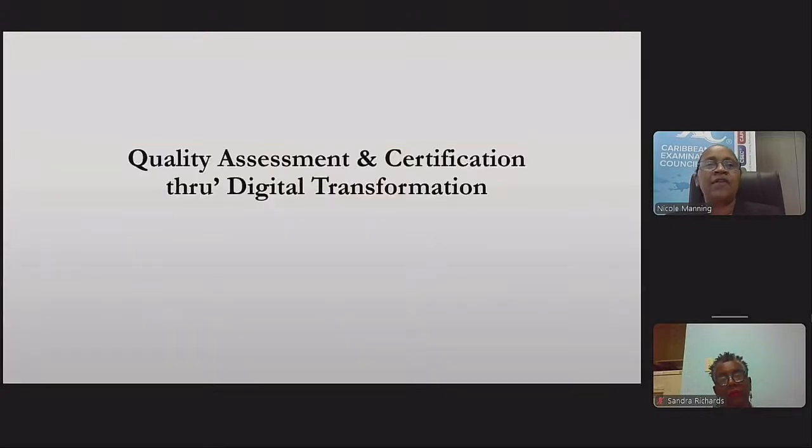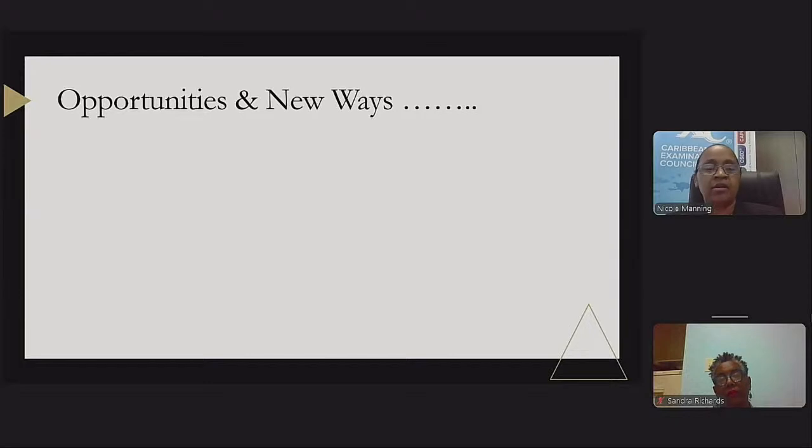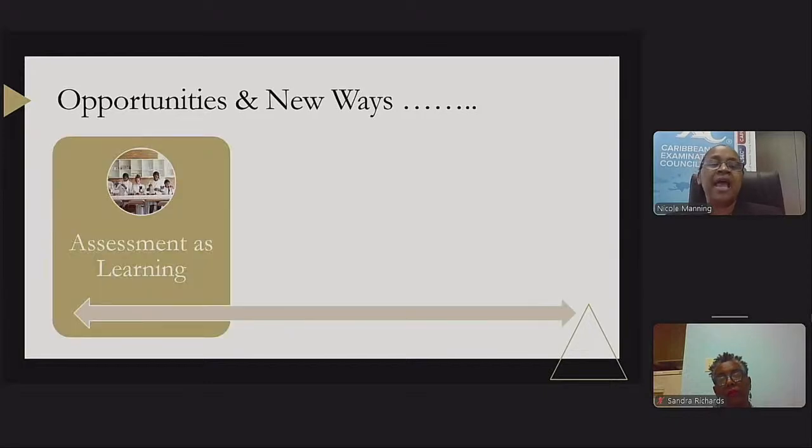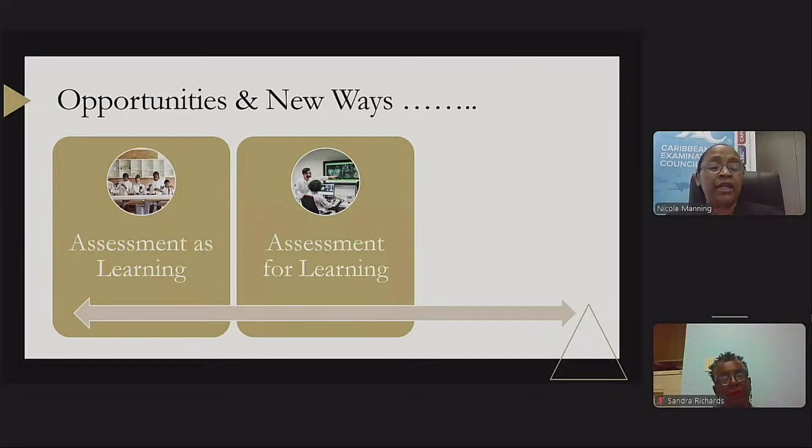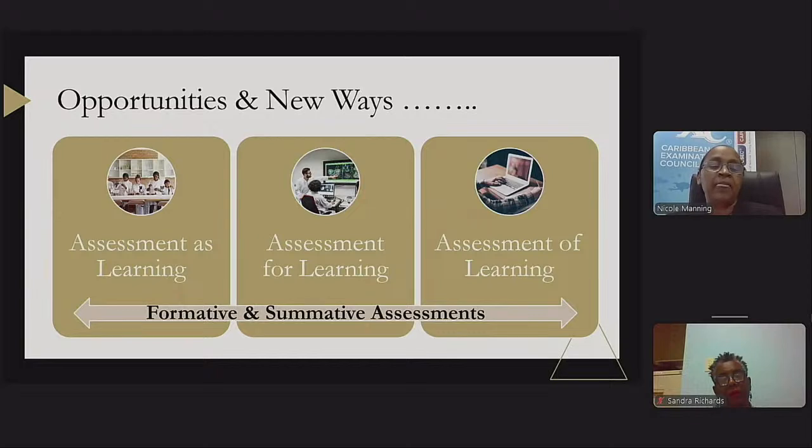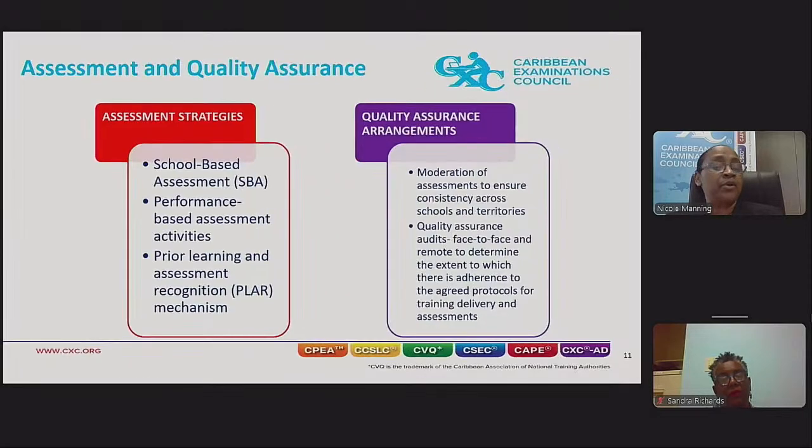Secondly, quality assessment and certification through digital transformation is also very critical, creating, again, opportunities and new ways of assessment as learning, for learning, and of learning. As I mentioned previously, besides the summative assessment, we also embark on formative assessment. You all know too well the areas we know about: school-based assessment, performance-based assessment activities, and more so prior learning assessment and recognition mechanisms. Now, this is a newer component for the latter two areas of the model that I mentioned previously.